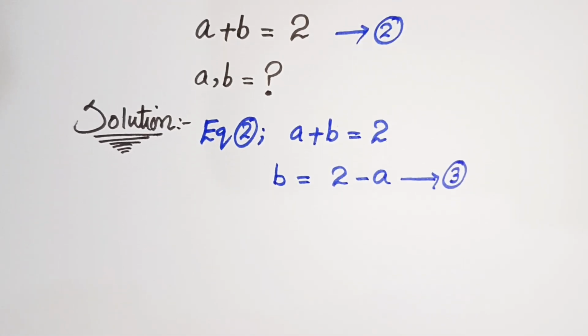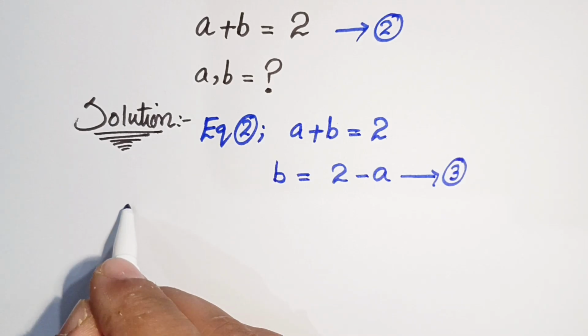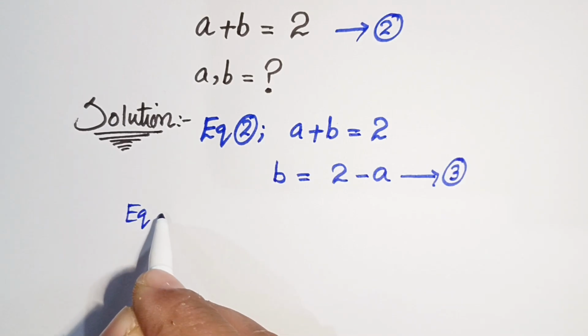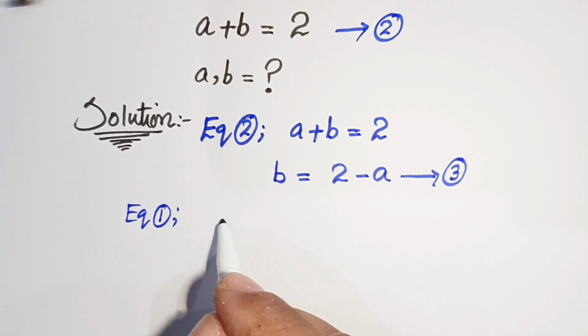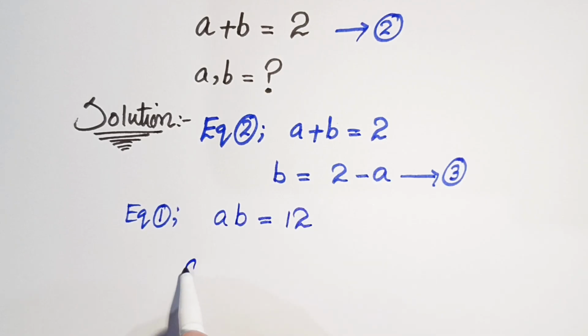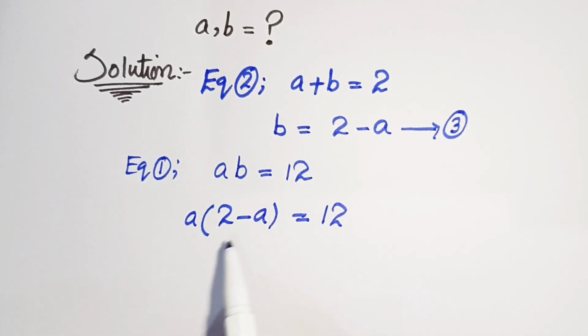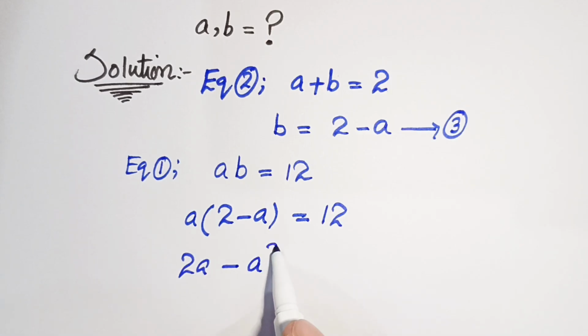So here our equation 1 will be a times b is equal to 12. Now a times the value of b from equation 3, 2 minus a, is equal to 12. So multiplying a into the parentheses, we have 2a minus a times a is a squared, and shifting 12 we write minus 12, that is equal to 0.